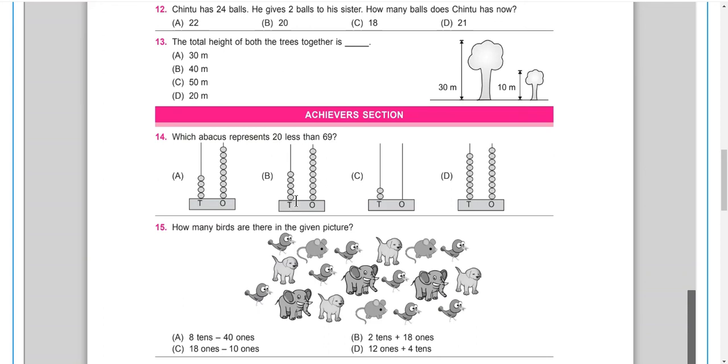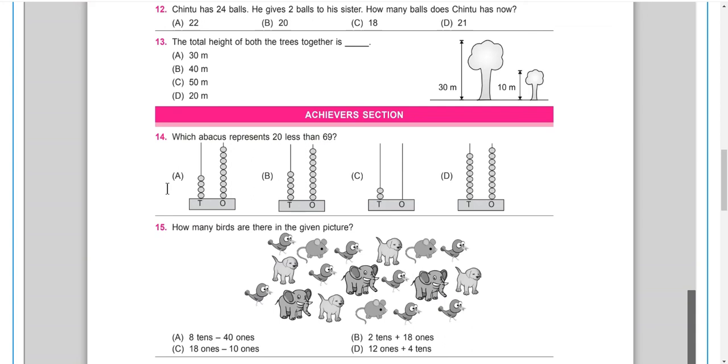So here how many tens? 1, 2, 3, 4, 5. So it has 5 tens, so this is wrong. C, we are having only 2 tens, this is wrong. And D, we are already having more than 5 tens, so this is also wrong. So what is the correct answer now? A. A is the correct answer.